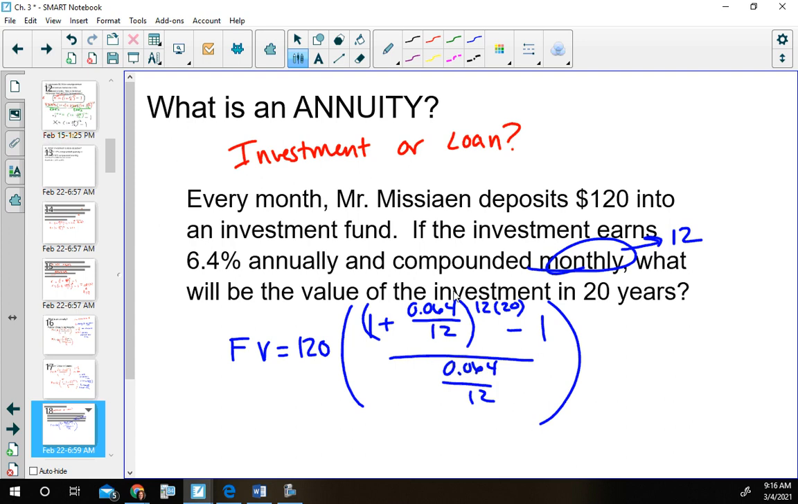So you notice this R over K is going to be very repetitive when we're doing future value and present value. Okay, so future value, the future value of my bank account in the future. How much money will I have in my bank account if I invest this way?